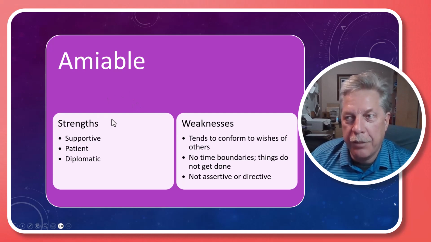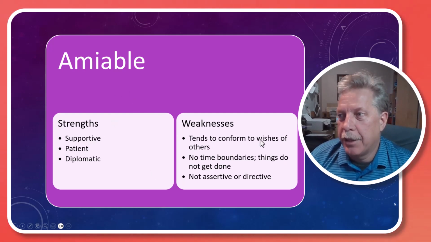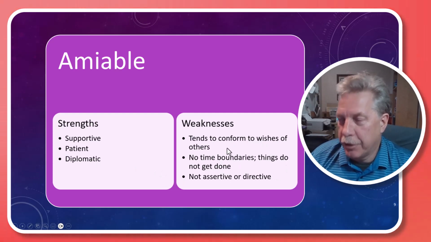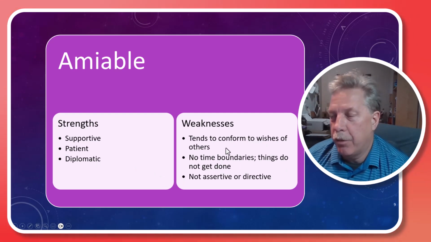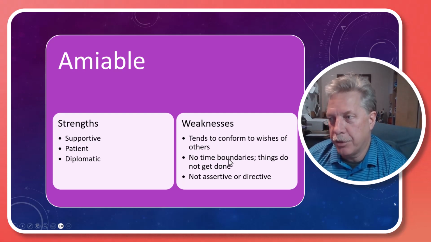Some of the strengths of an amiable communication style are that they're supportive, patient, and diplomatic. Some of the things you need to watch for are concerns. When they're producing information, they tend to conform to the wishes of others. There are no time boundaries, things do not necessarily always get done, and they're not assertive or directive.